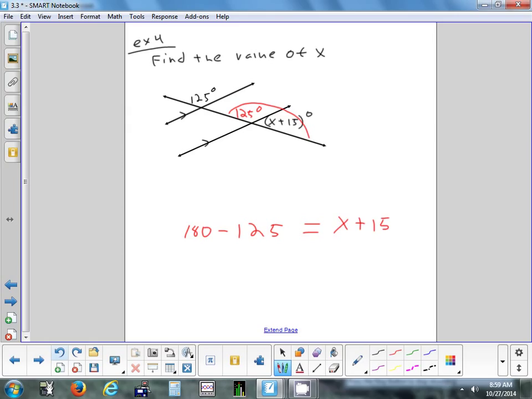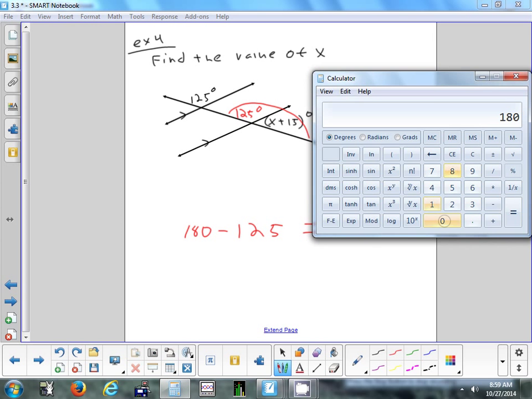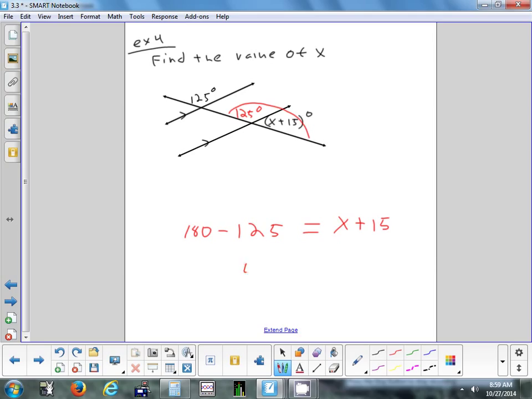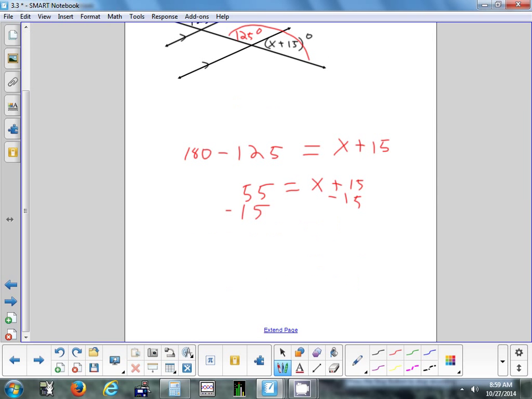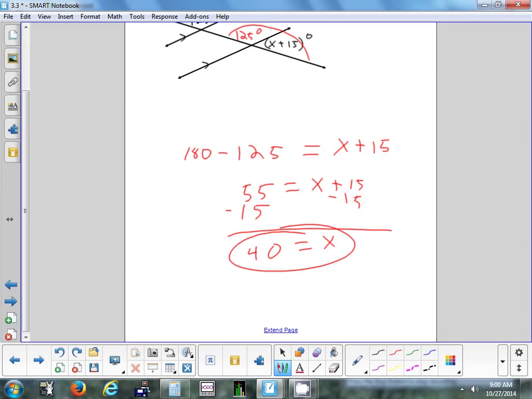Okay? So there's one way you could set up your equation. x plus 15 has to equal 180 minus 125, which is 55. So we get 55, you subtract 15 from each side, and you get 40, and x equals 40. So that's perfect.